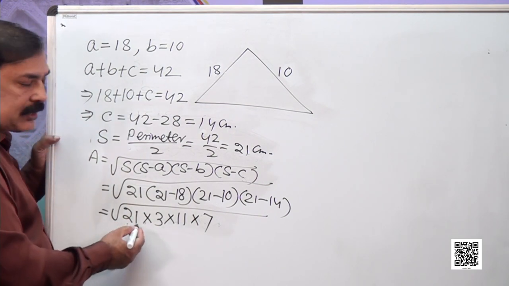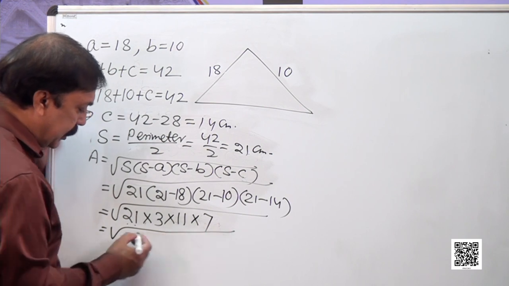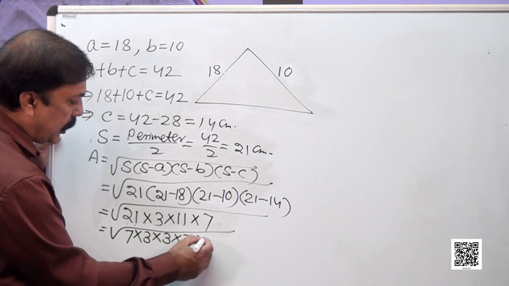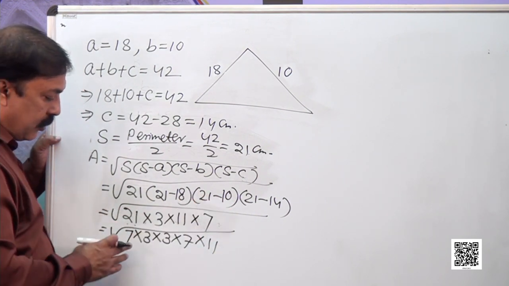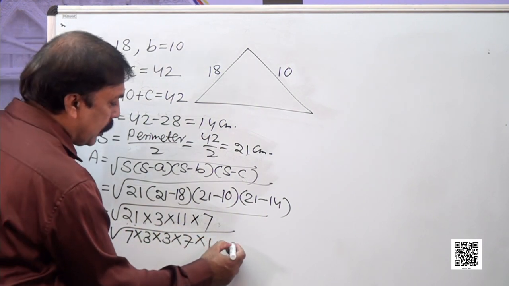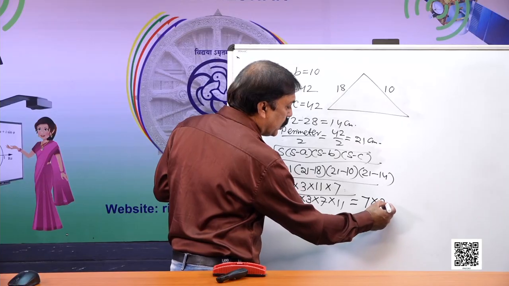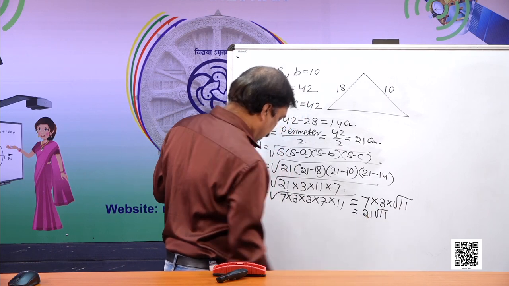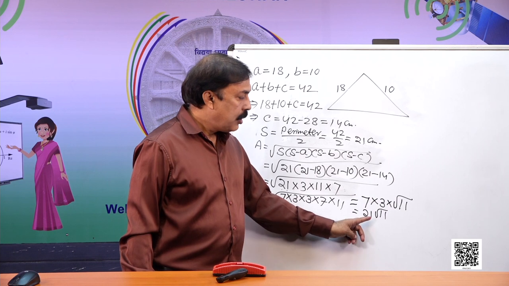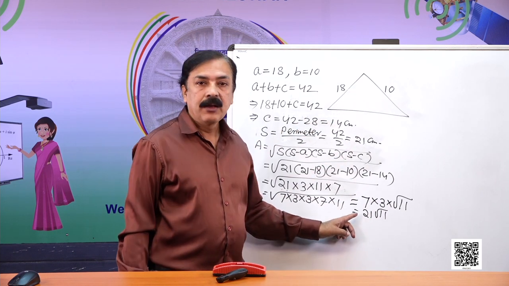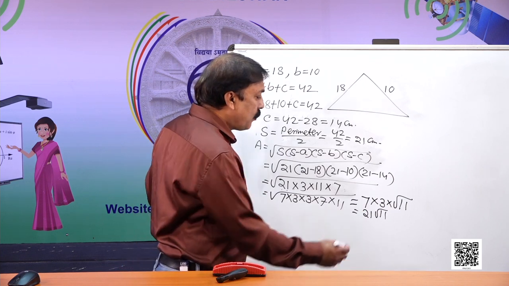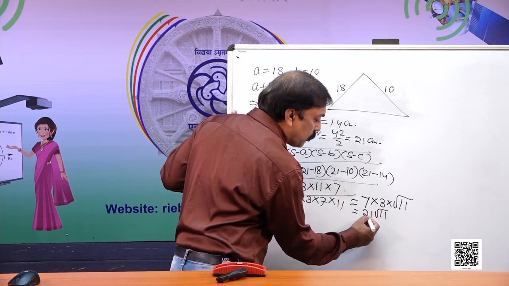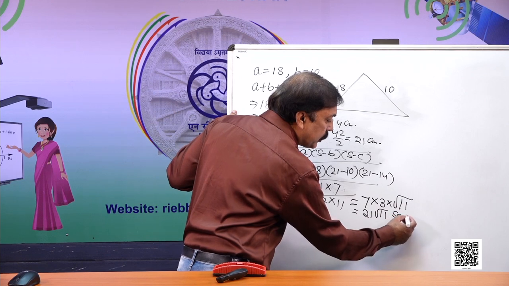Now you see here 21 is 7 into 3. So we can write this as 7 into 3 into 3 into 7 into 11. If we rearrange this, we have two 7s and two 3s. For that, in the square root we have 7 into 3 into square root of 11, that is 21 square root 11. So the area of this triangle is 21 root 11 square centimeter.